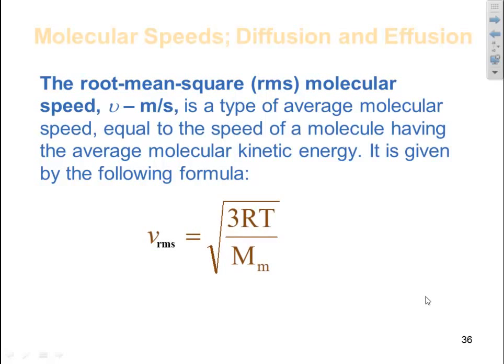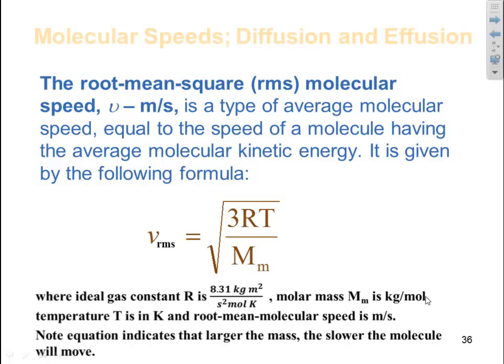Your root mean square speed is equal to the square root of 3RT divided by molar mass, where the ideal gas constant in this case is 8.31 kilograms meter squared divided by second squared mole Kelvin. You've got to use the right R to get units to cancel. Molar mass in this case is kilograms per mole. Temperature is in Kelvin, and the root mean square molecular speed is in meters per second. Note the equation indicates that the larger the mass, the slower the molecule. Obviously, if molar mass is in the denominator and this number gets larger, then your speed has to go down mathematically.